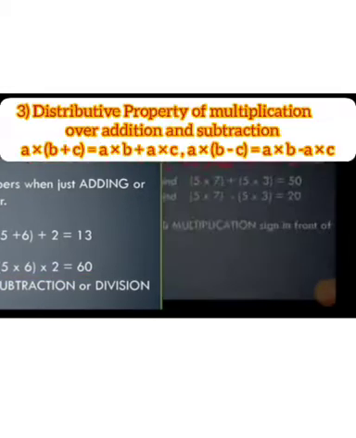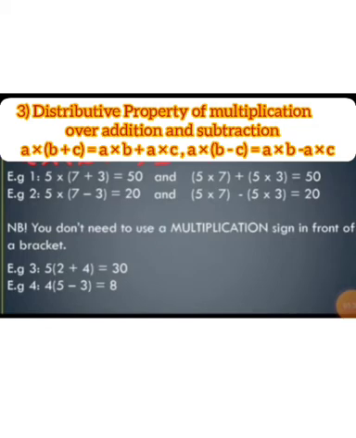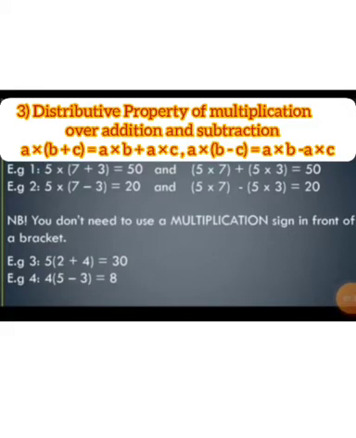Now, the next property is the distributive property of multiplication over addition and subtraction. According to this property, if we take three whole numbers a, b, c, then a multiply (b plus c) is equal to a multiply b plus a multiply c. Also, a multiply (b minus c) is equal to a multiply b minus a multiply c.